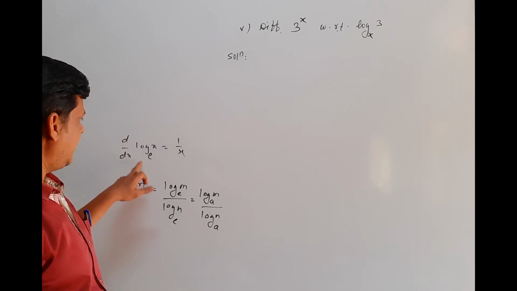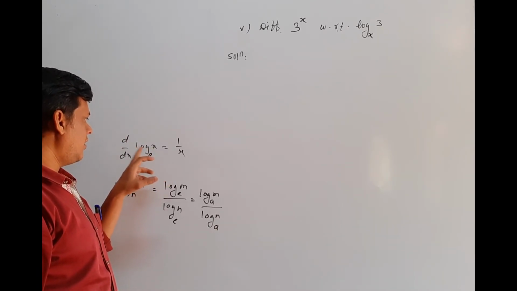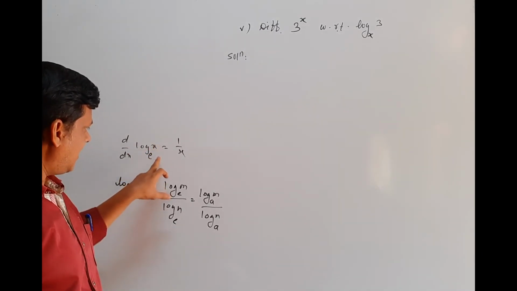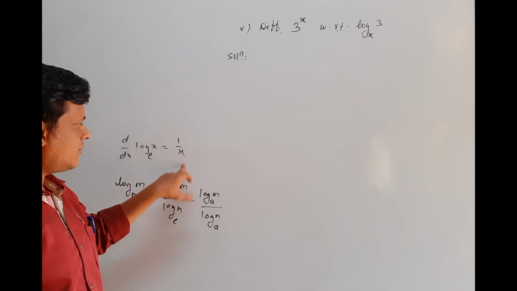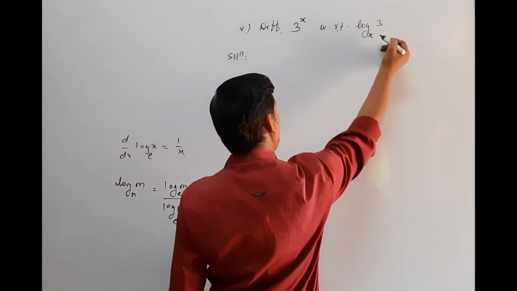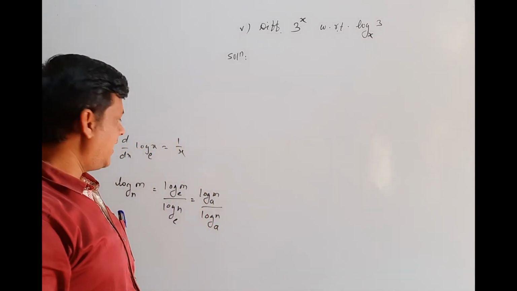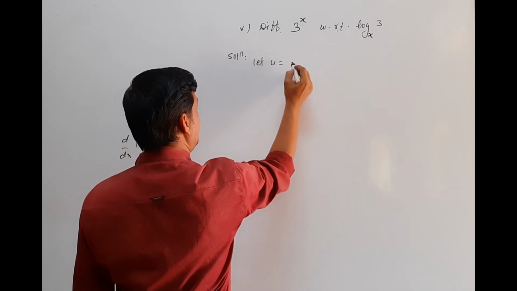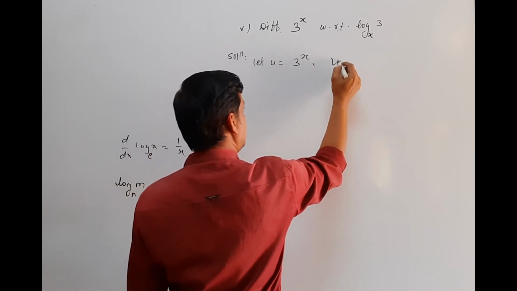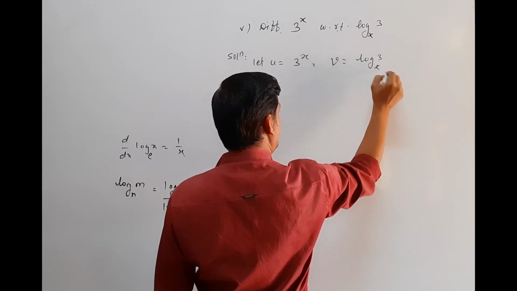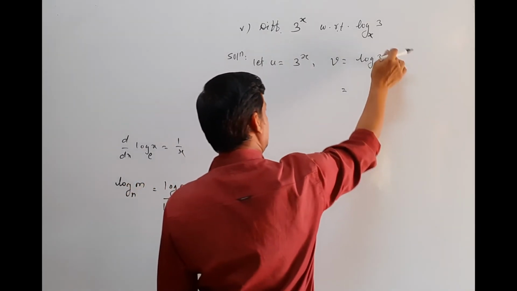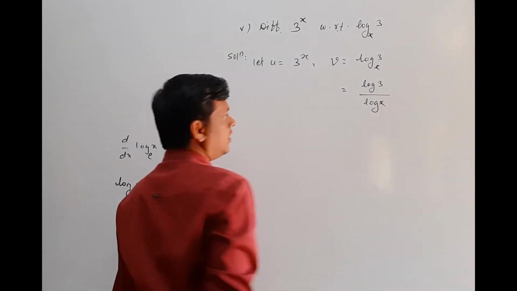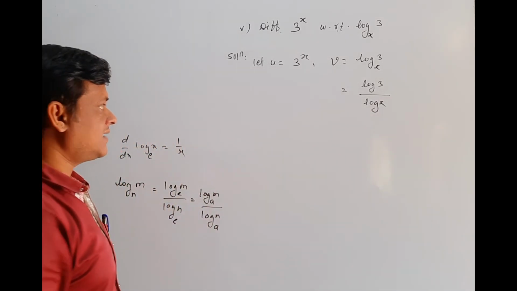So we always write, when we take the derivative of log with base e, if the base of that log x is e, we write the derivative of that log x as 1 by x. So we apply here for log 3 to the base x the change of base rule, and write the base as e. So write in solution first, let u is equal to 3 raised to the power x, v is equal to log 3 to the base x. So we change the base. So write here log 3 upon log x. If we do not write the base, then we consider the base as e.